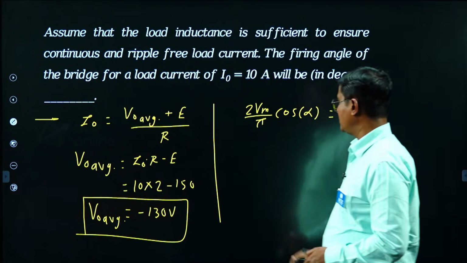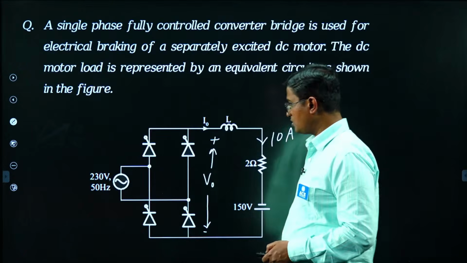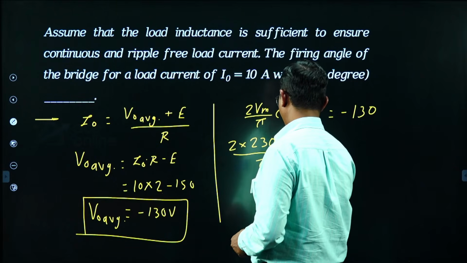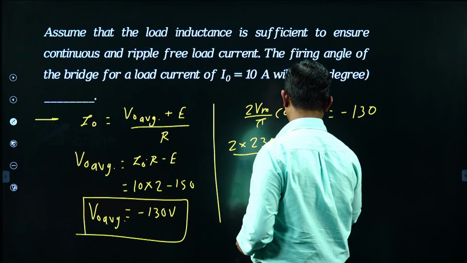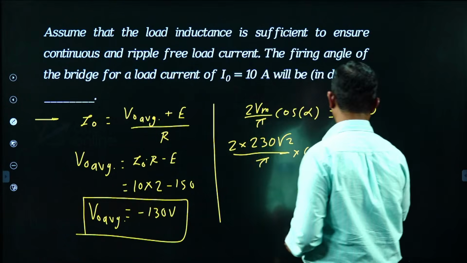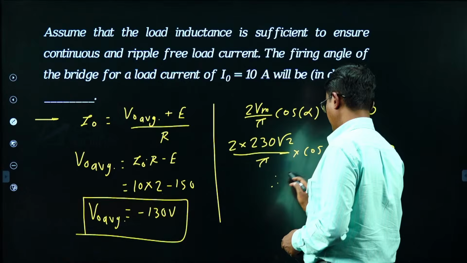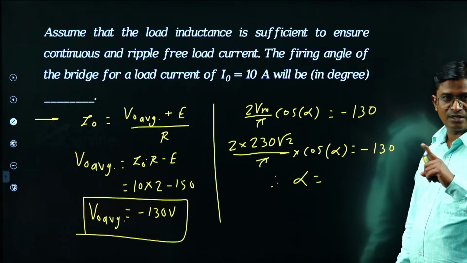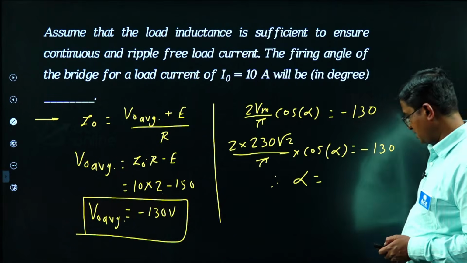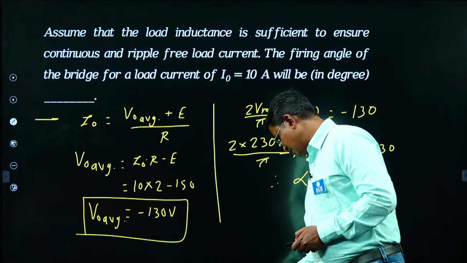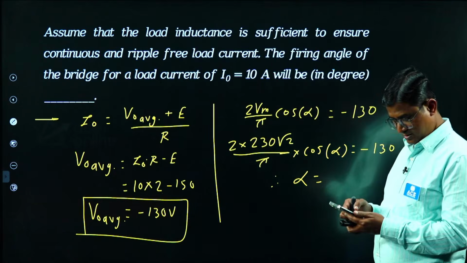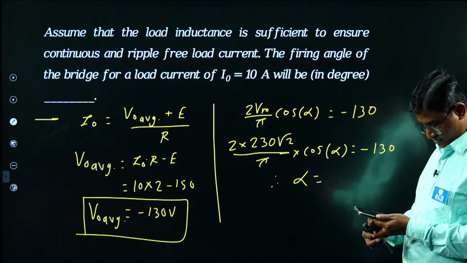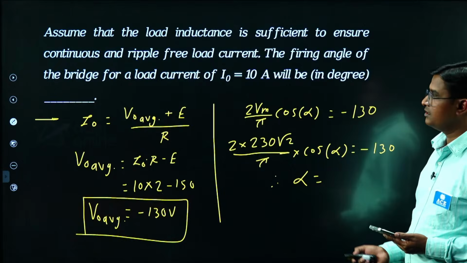Now put the value, 2 into Vm, which is 230 root 2, upon pi into cos alpha is equal to minus 130. So from this you can get alpha, right? Check, you will get alpha greater than 90 degree because of inverter mode operation, right? You can check this. Yeah, it is 128 point something. Yeah, someone messaged, right? Okay. Next.